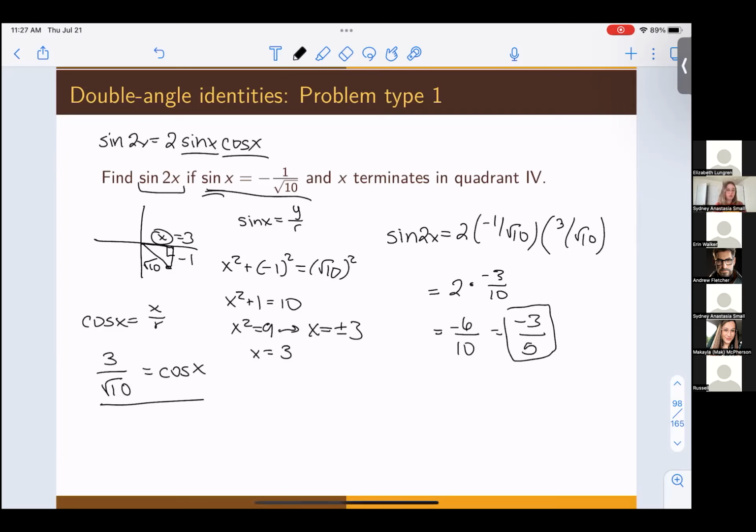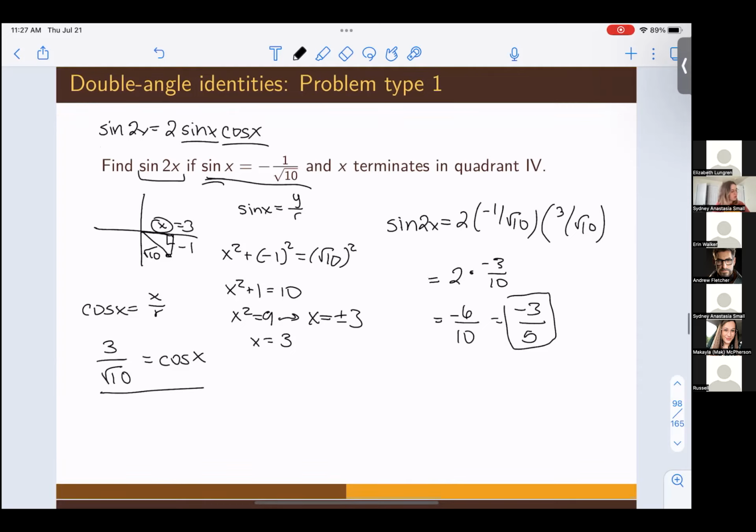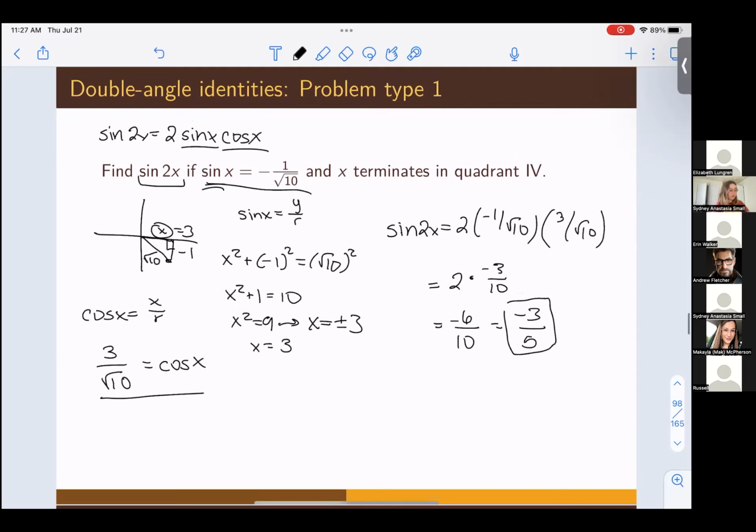Questions on this one? Again, I didn't need to know x. I didn't need to know anything fancy. I just drew a picture with the information I had, and was able to get cosine of x because I knew from the formula I was going to use to solve. I only needed the sine of x and the cosine of x, and didn't need to find any extra information.